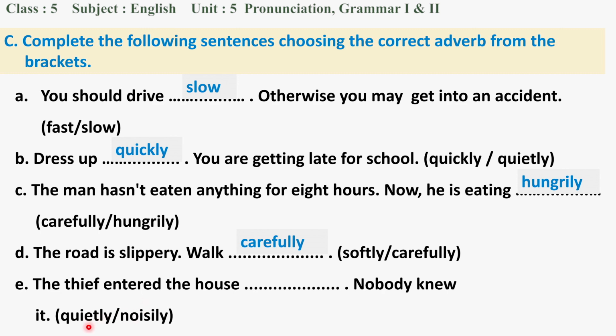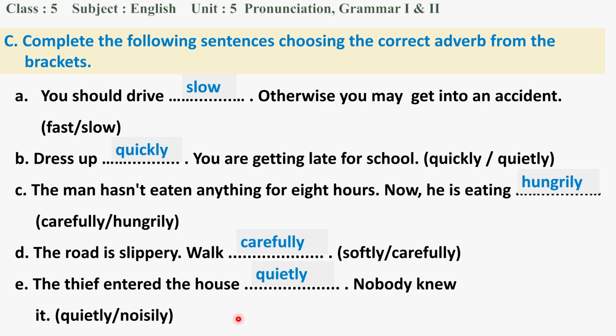And here, sentence E: the thief entered the house quietly, noisily, okay? How does the thief enter the house? Makes noise or quietly. Okay, good. The thief entered the house quietly. Okay, nobody knew it. Right? Yes. How did the thief enter the house? Quietly.